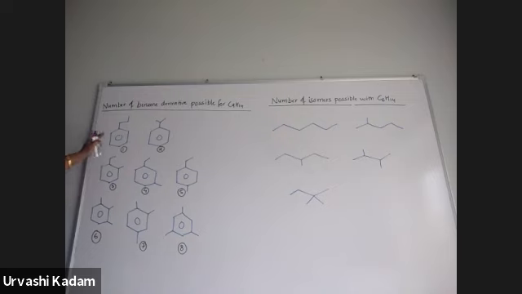What will be 1 and 3 or 1 and 4 or 1 and 5? They are chain isomers. Right? What will be 1 and 6, 1 and 7, 1 and 8? They will be chain isomers. So like this we can understand chain isomers. Like this we can understand position isomers.